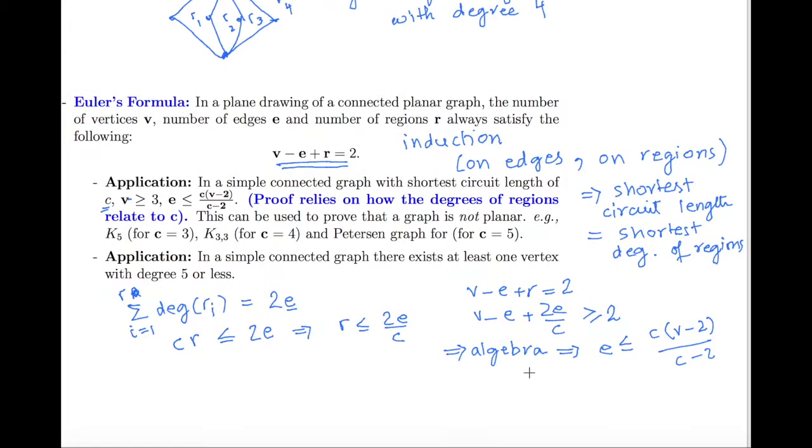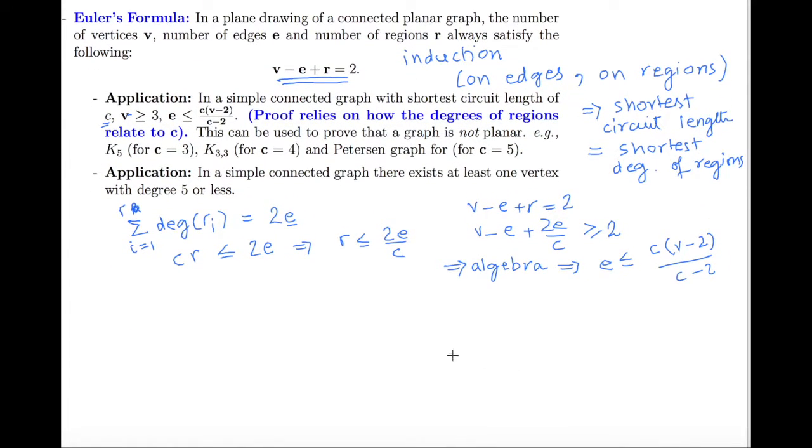Now let's look at the examples here. We have K5. K5 looks like this: 1, 2, 3, 4, and 5, with edges drawn between the vertices. So now, what is E? I think I missed one, right? How many edges do we have? What is V? V is 5.